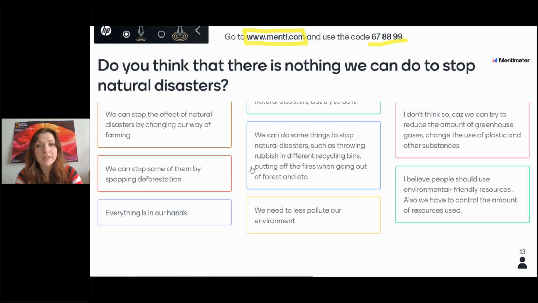Everything is in our hands, right? In what way? We need to less pollute our environment. I believe people should use environmentally friendly resources, so we have to control the amount of resources used. That's right.